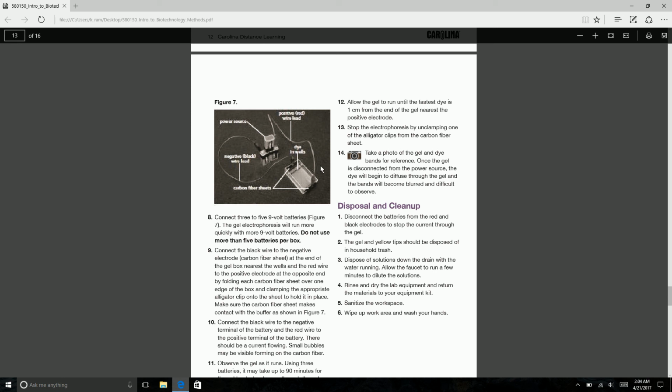After you have disconnected it, you can take the picture of the gel with all the different dyes which have run on your gel, and then you can paste this picture in your worksheet. So this is this lab.